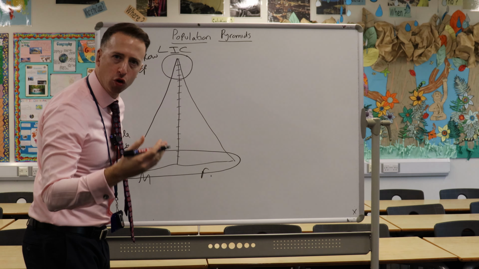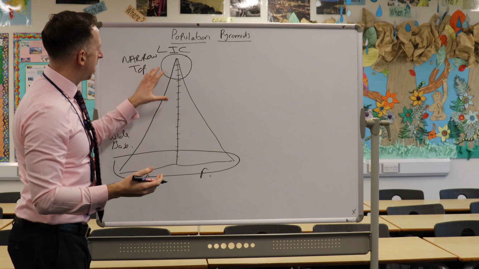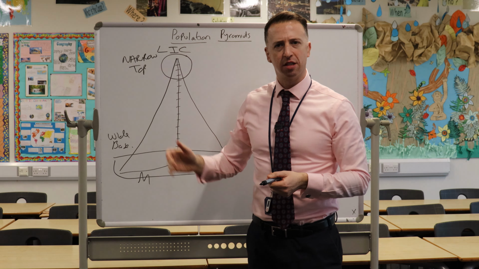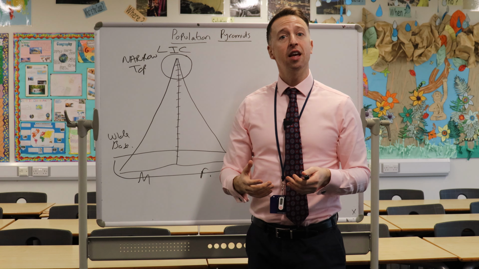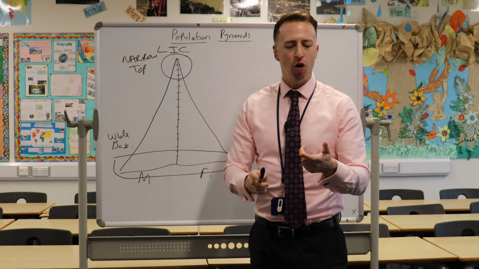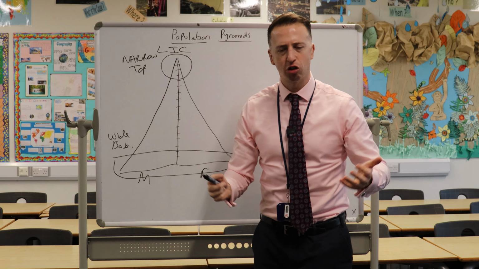base for good reason. The reason an LIC pyramid would have a narrow top is a low life expectancy. Why is there a low life expectancy? Because the death rate is high. Why is the death rate high? Lack of hospitals, doctors, medicine, etc.